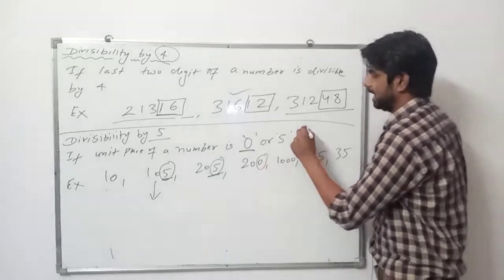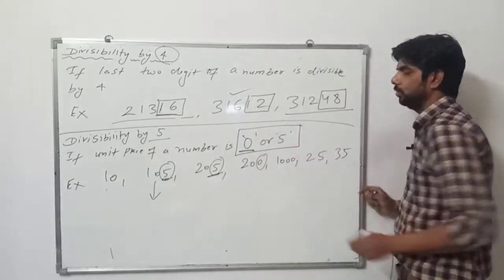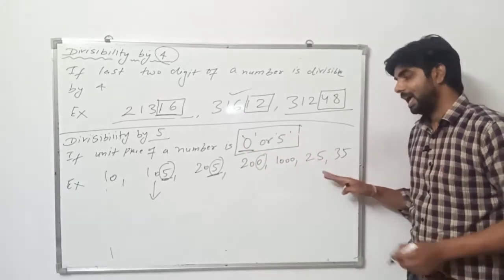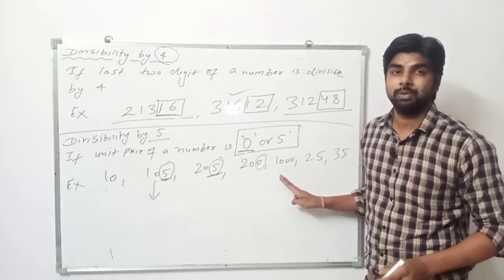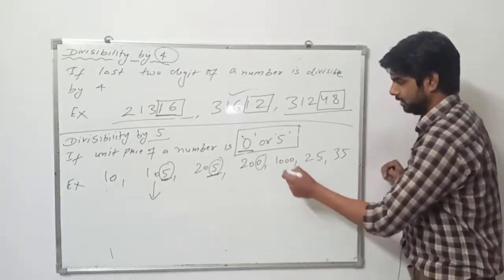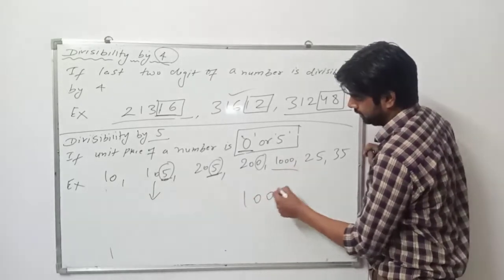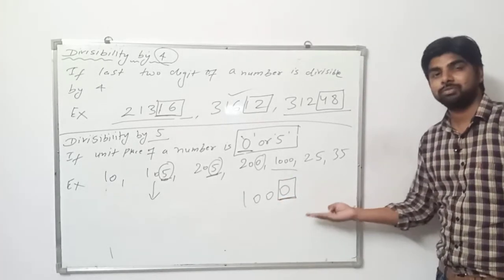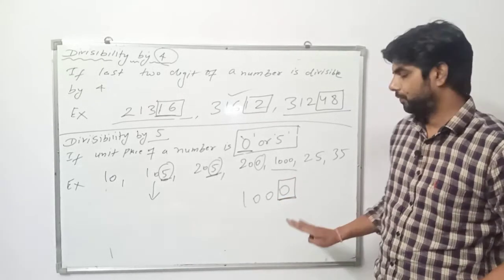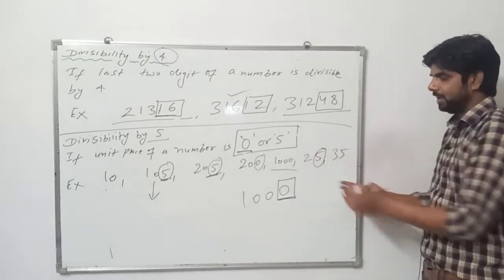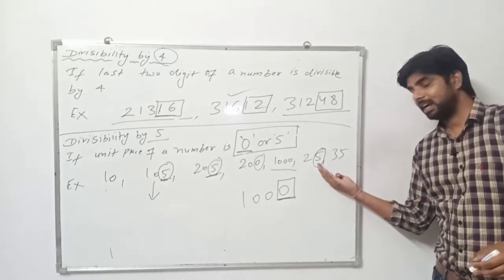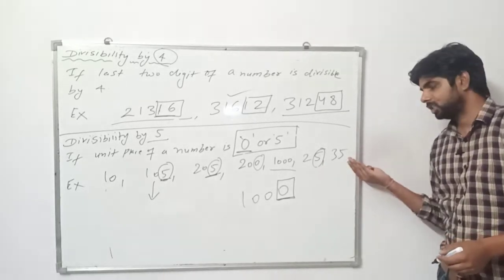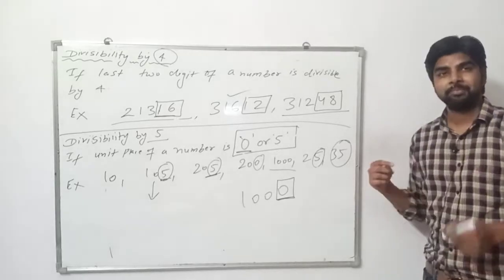If the unit place is either 5 or 0, that is, if at the unit place the number is 0 or 5, then that number is fully divisible by 5. Here in 1000, you can see that the unit place is 0. That means 1000 is also divisible by 5. In 25, 5 is at the unit place, so 25 is also divisible by 5. In 35, the unit place is 5, so 35 is also divisible by 5.